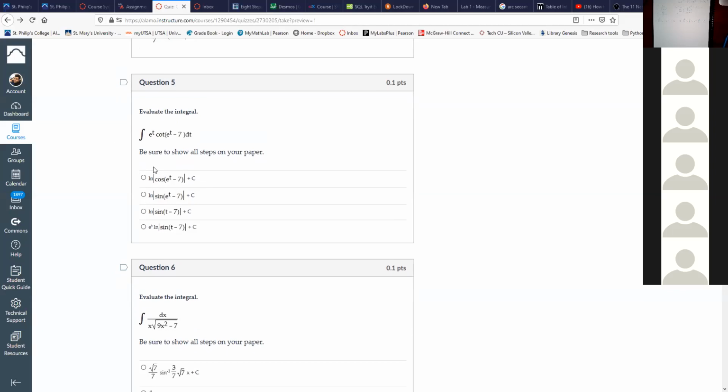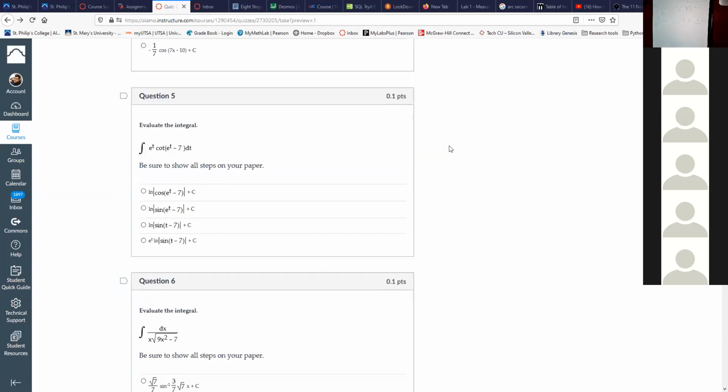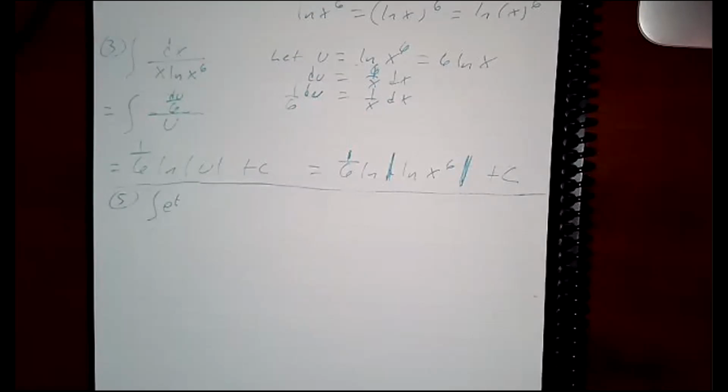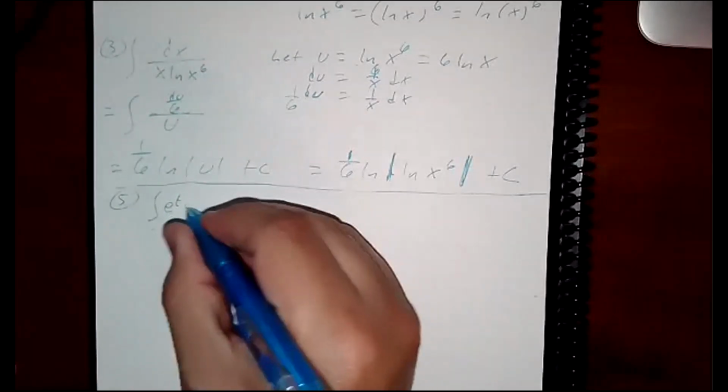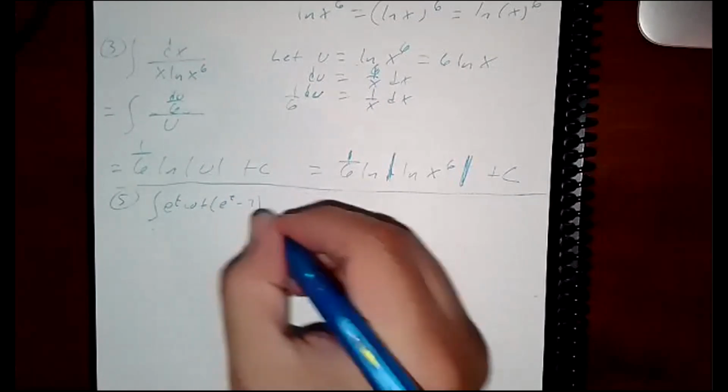Do you guys want to do number 5, or do you see it? Yeah, let's do number 5. Okay. So what number was that last one? That was 3. Okay. So e to the t times cotangent of e to the t minus 7 dt.